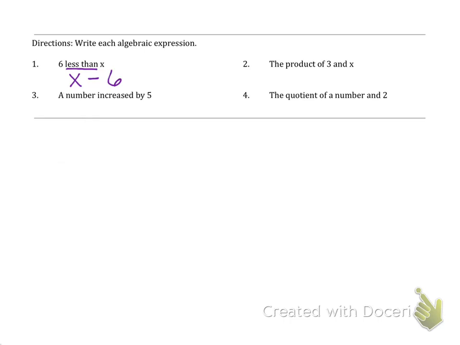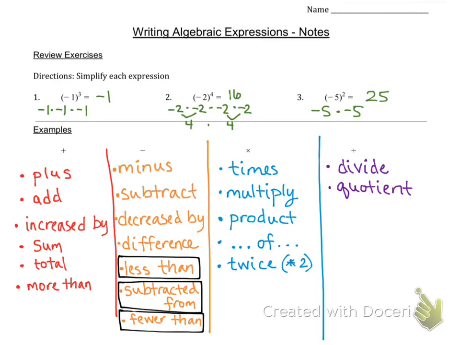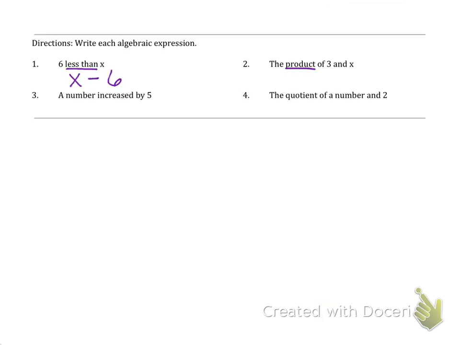Number 2, the product of 3 and x. So our key term here is product. If we look back at our chart, product means multiplication. So we're going to do 3 times x, which we're just going to write as 3x.